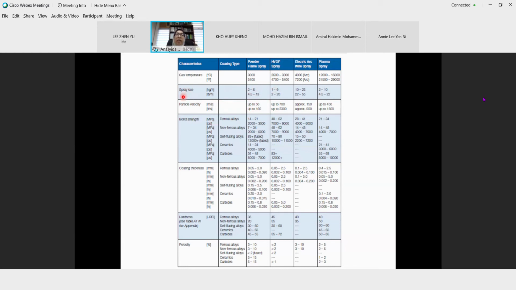But this is not only about the spray rate. You have to see the bond strength, the coating thickness that you require, the hardness that you require, and the porosity is the most important thing. But you can see here, HVOF has less porosity as compared to the rest. So they can select the type of thermal spray based on the requirements of the application.